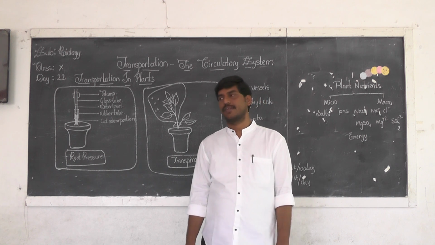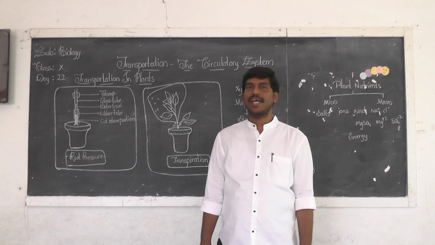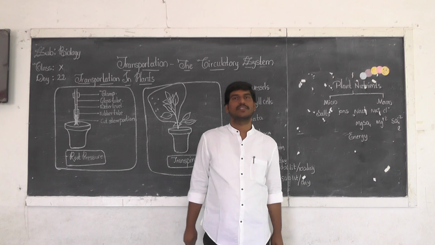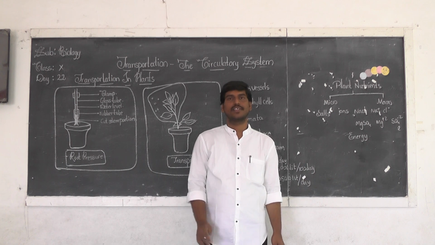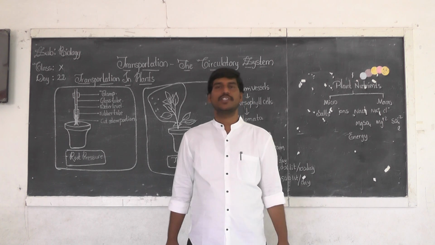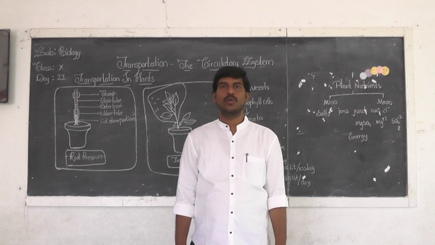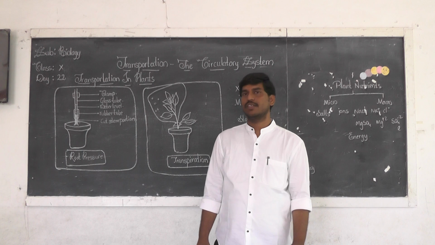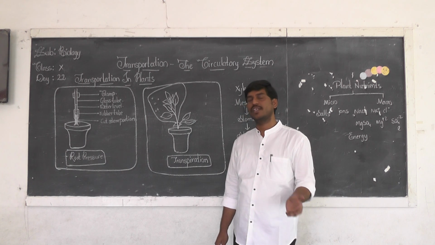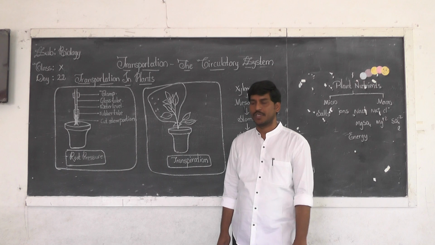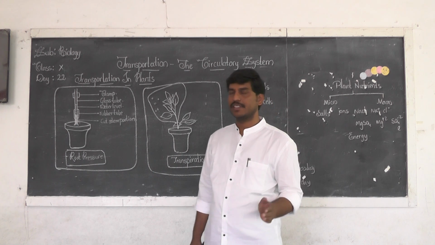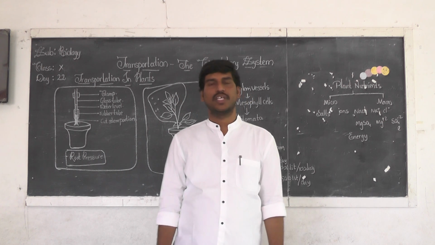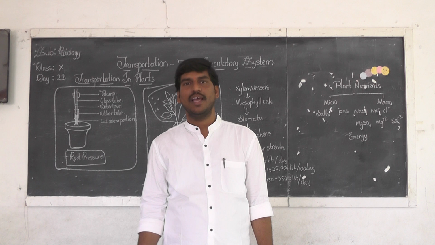And children, in the last class, we were discussing how transportation takes place in plants. In that session, we saw that osmosis surely plays a major role in the absorption of water by plants. Right? So that means because of the osmosis process, water is entering into the plant, and this entered water is going to be transported throughout the plant body. This is what we have seen in our last class.